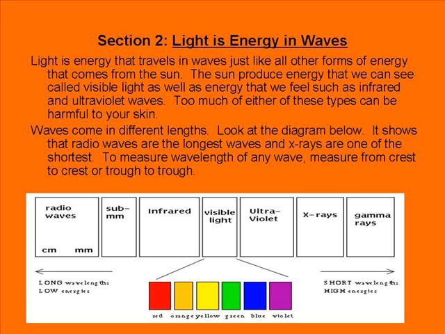Waves come in different lengths. Look at the diagram below. It shows that radio waves are the longest waves and X-rays are one of the shortest. To measure wavelength of any wave, measure from crest to crest or trough to trough.